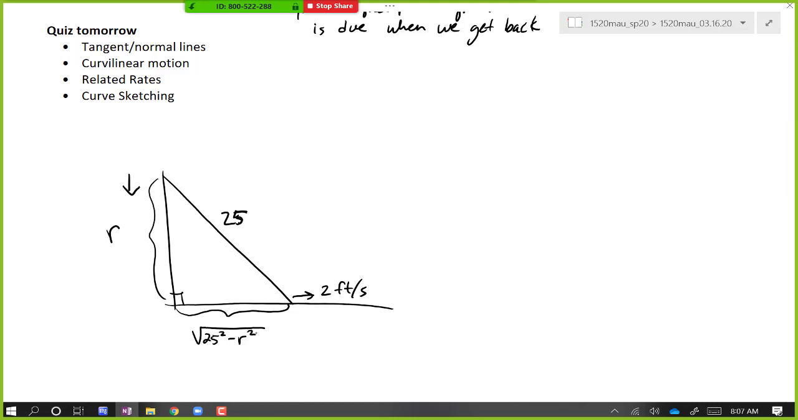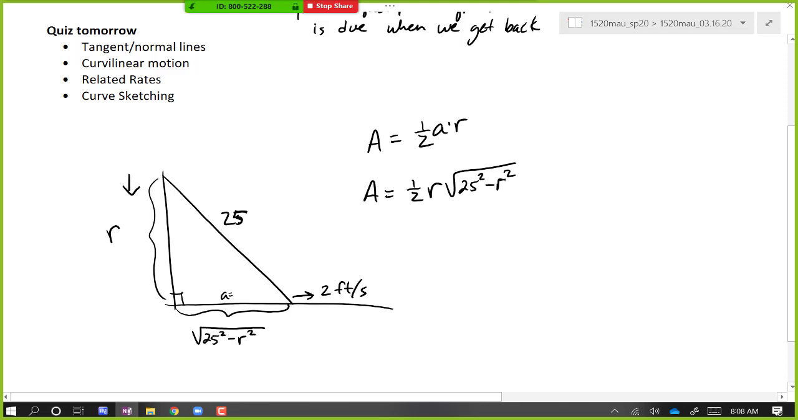I think from there, do we even need to give that a name? Okay. So the area is 1/2 base times height. So 1/2, I'm going to call that side A, A times R. I don't know if I'm going to need to replace it with the radical or not. Yeah, you know what? I think we do need to put that radical in there. So 1/2 R times the square root of 25 squared minus R squared.